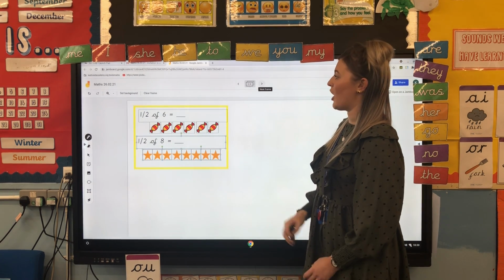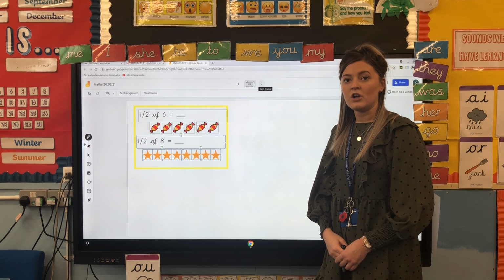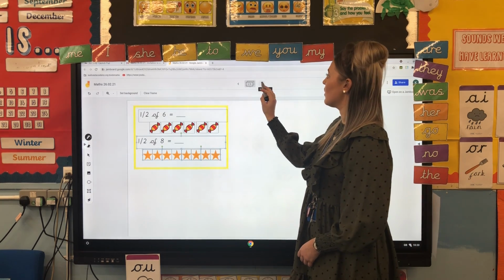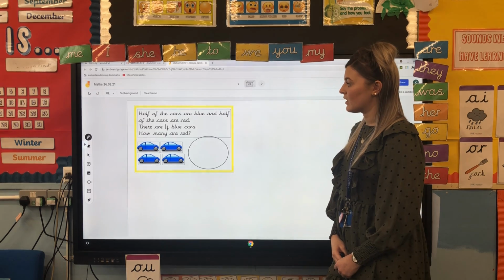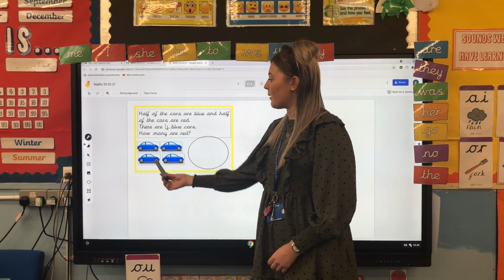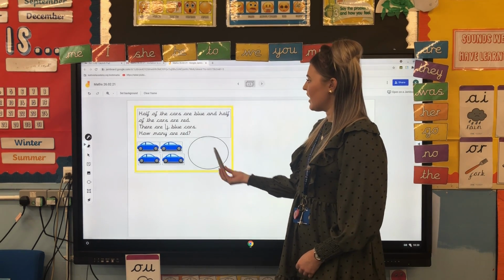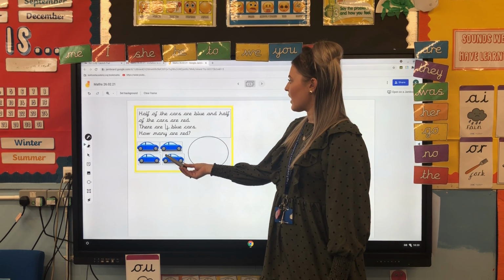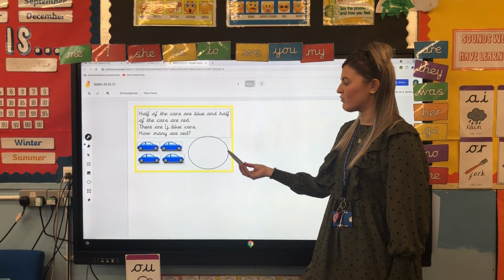I would like you to have a go at completing all of the fluency questions, remembering to share each object equally into 2 groups. When you have done that, there is a challenge fluency. This time, it is showing you how many objects are in the first group. I want to know if half of the cars are blue and half of the cars are red. How many cars are red?